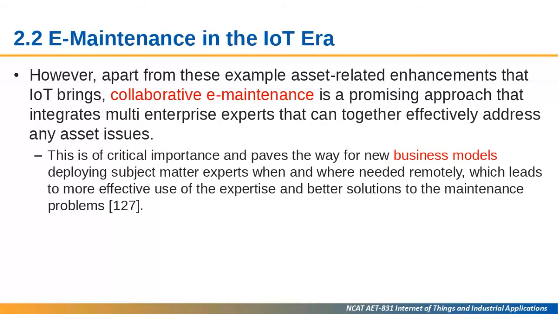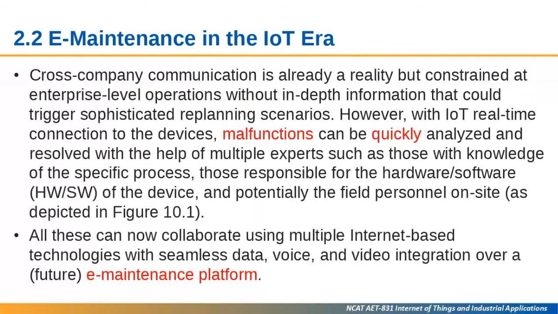And as we mentioned just now, collaborative e-maintenance is a promising approach that integrates multi-enterprise experts who can together efficiently address any asset issues, and that can also bring new business models. Basically, later on, we will see some companies, some service providers, that just do e-maintenance. They will help different companies to do the maintenance without going to their sites physically. They just analyze the data they collected and provide suggestions and solutions.